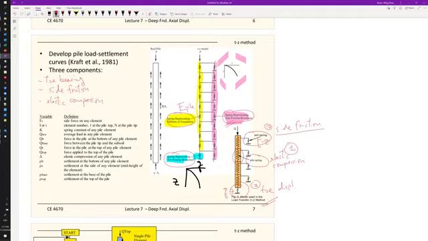And to capture those responses, for the toe bearing, we have the QZ curve. The side friction is a TZ curve. And to capture the elastic compression of the piles, we use the Young's modulus. So those are the three input pieces of information you need to have.